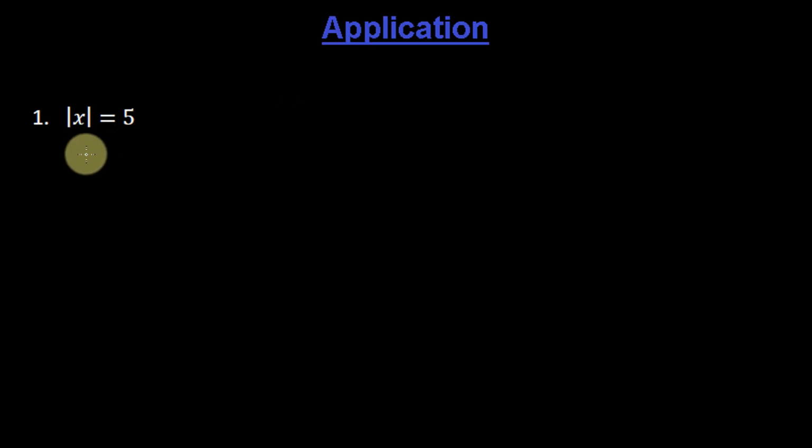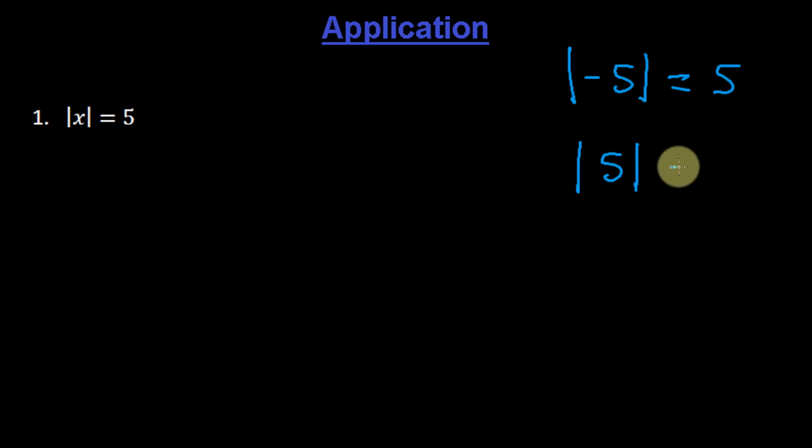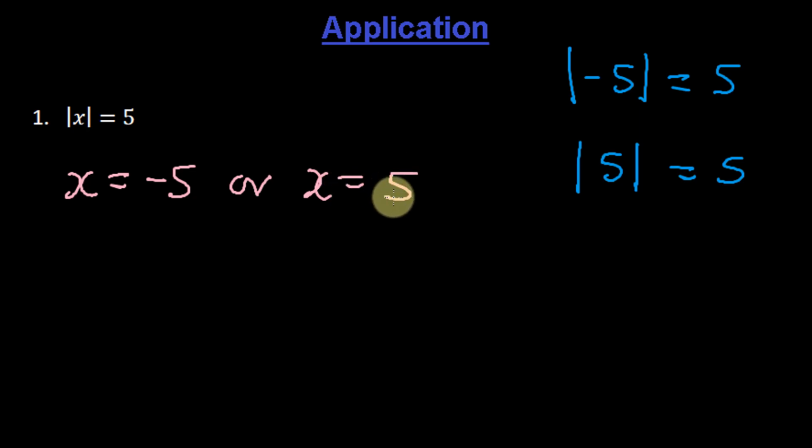Let's look at the basic application of this idea. Let's say we need to solve the equation, the mod of x equals 5. We know that both the mod of negative 5 and the mod of 5 will give us 5. So if you have the mod of x equals 5, from this we can see that x can be negative 5 or 5. So then our answer here will be x equals negative 5 or x equals 5.